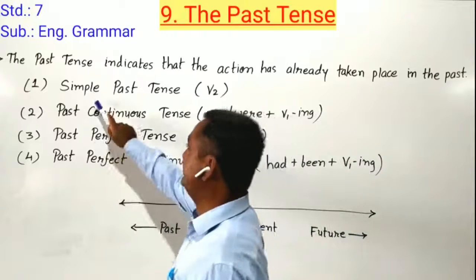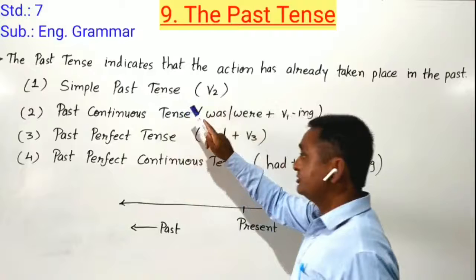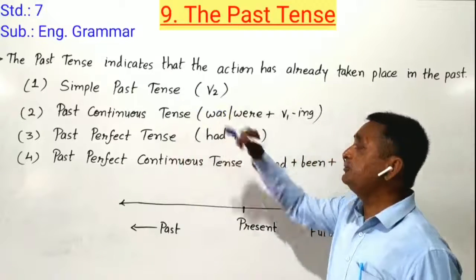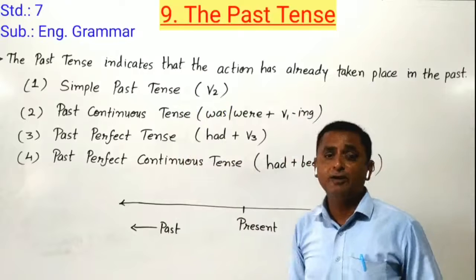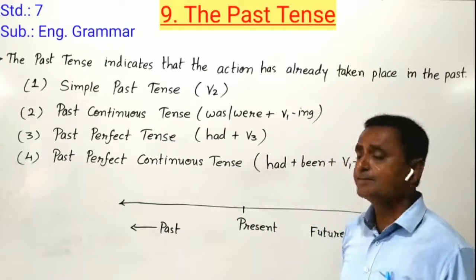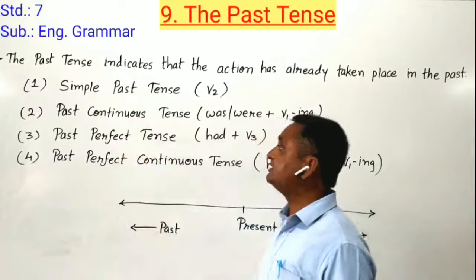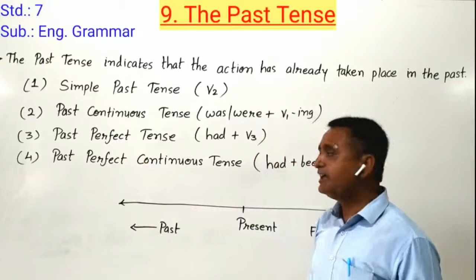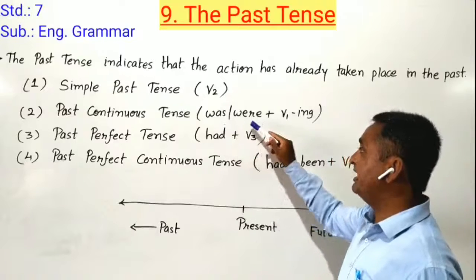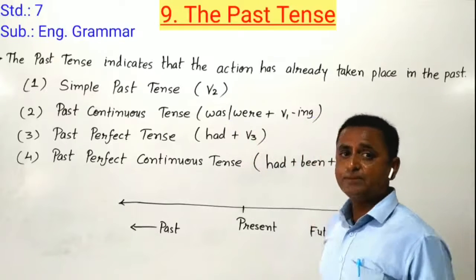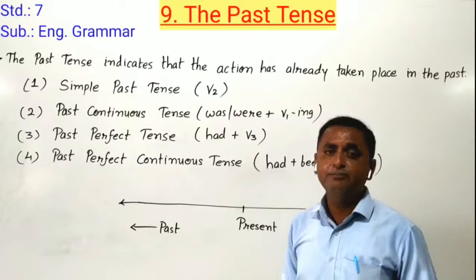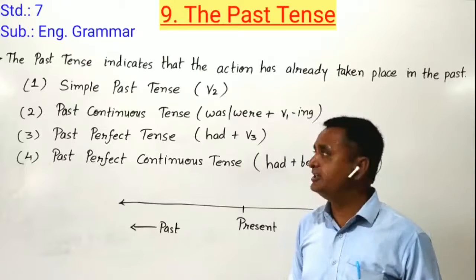First one is simple past tense. Structure of simple past tense everybody knows about it. V2 form. We have to put verb two, means past form of verb, in simple past tense. Second tense is past continuous tense. Past continuous tense structure is was or were plus V1 ing. So here we have to use the helping verb was or were plus we have to put V1 ing form.